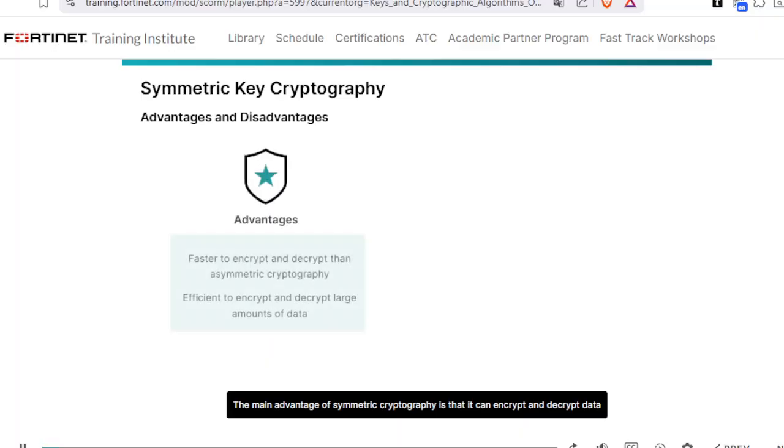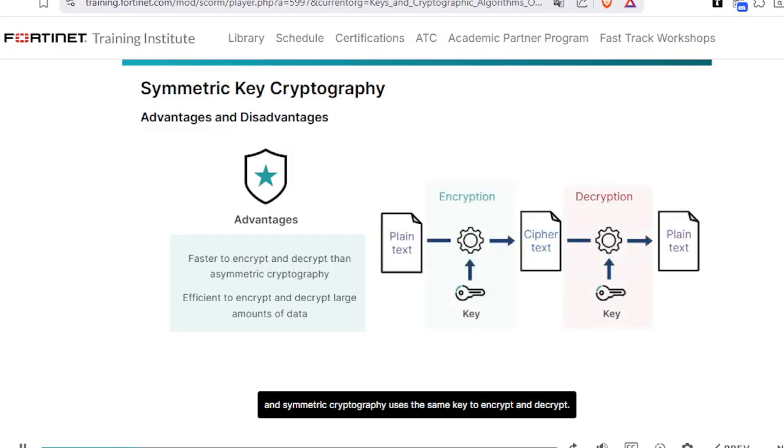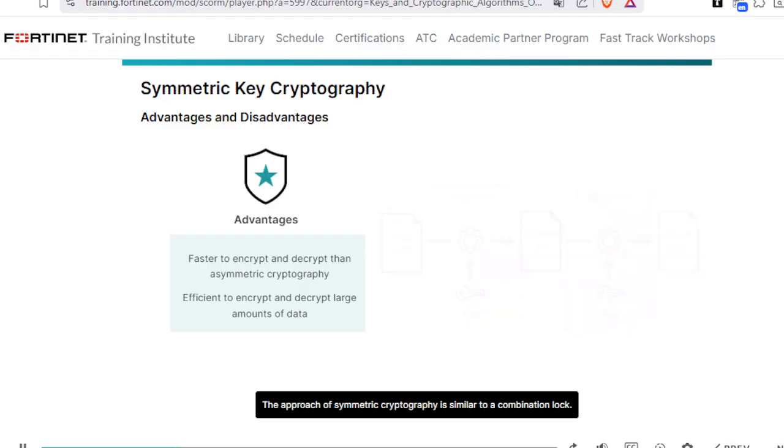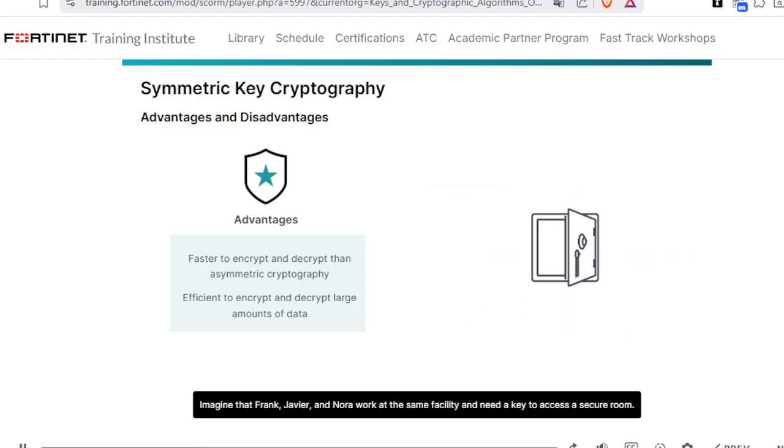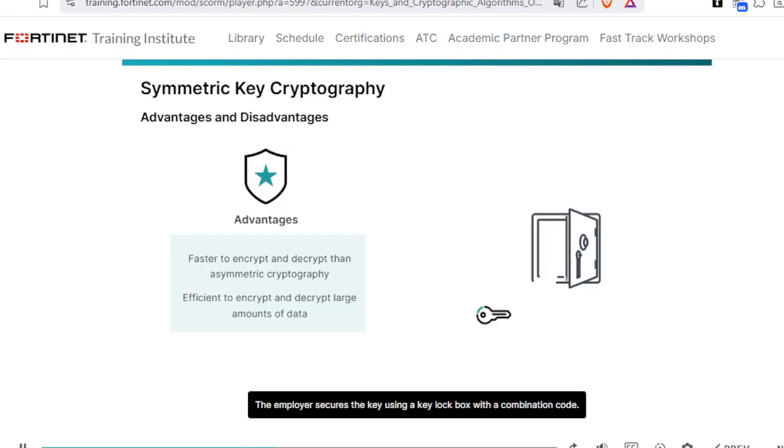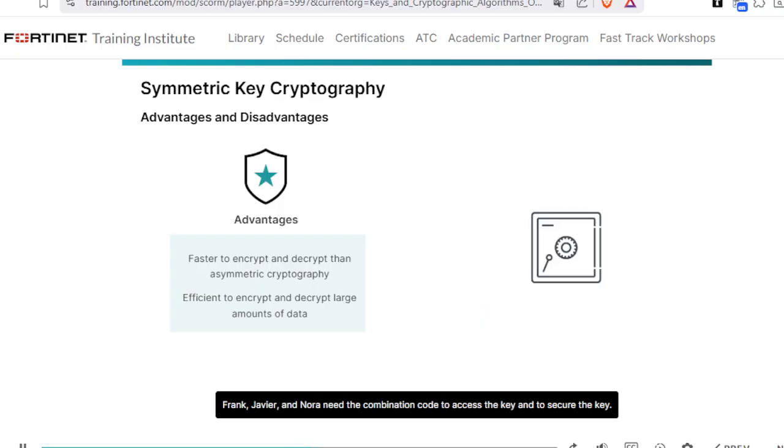The main advantage of symmetric cryptography is that it can encrypt and decrypt data more quickly than asymmetric cryptography. This is because symmetric keys are shorter than asymmetric keys, and symmetric cryptography uses the same key to encrypt and decrypt. Symmetric cryptography works in a way that's similar to a combination lock. Imagine that Frank, Javier, and Nora all work in the same facility and all need a key to access a secure room. They all work different shifts, and the employer does not allow the key to leave the building. The employer secures the key in a lockbox with a combination code. Frank, Javier, and Nora all need the combination code to access the key and to secure the key.